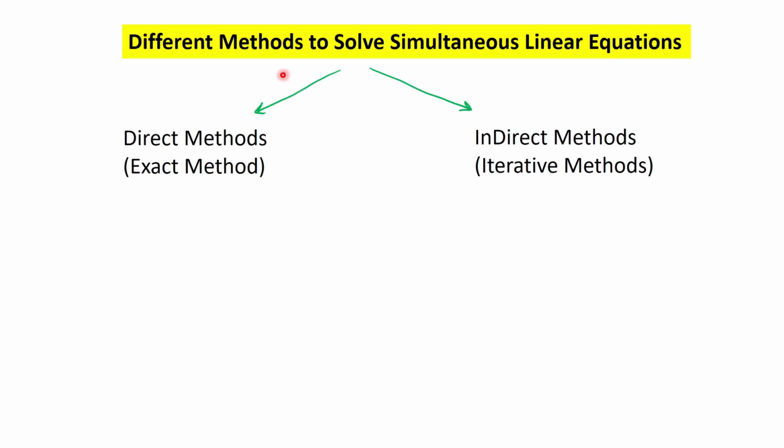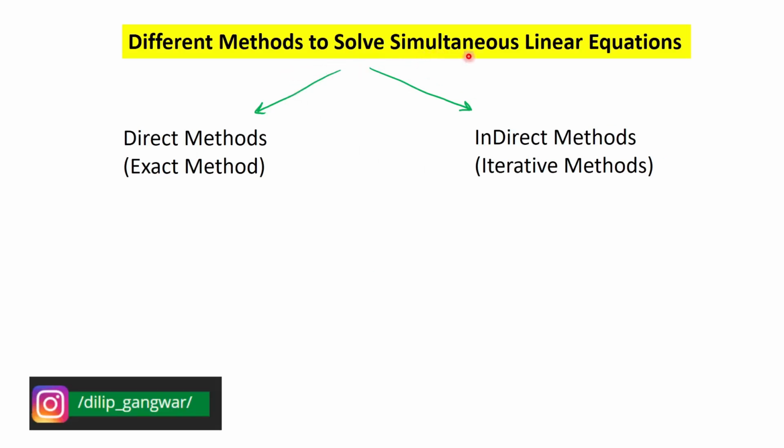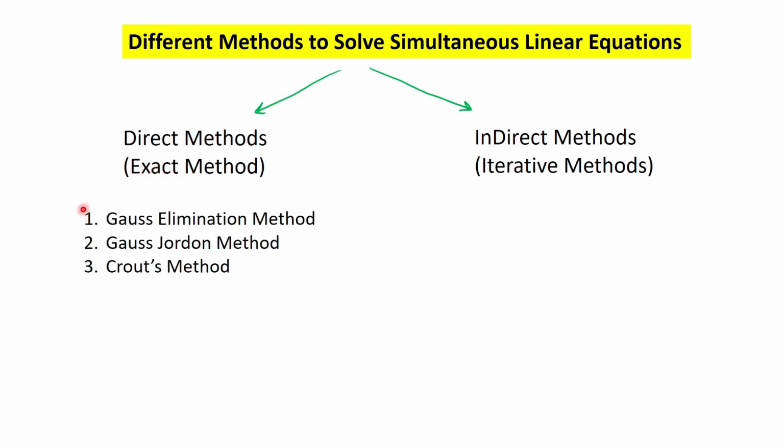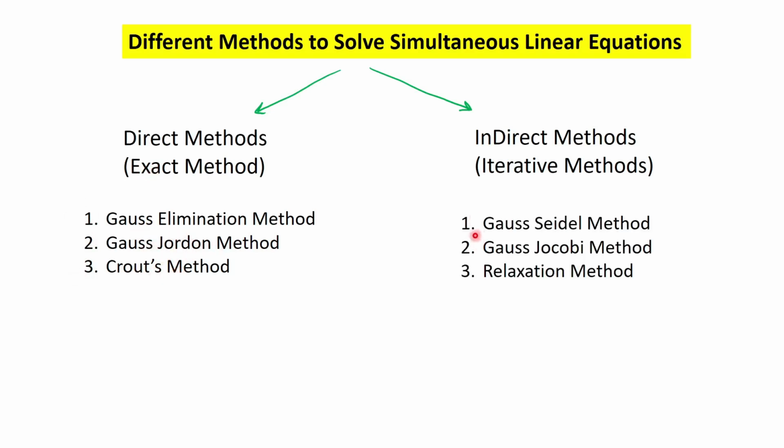There are different methods to find the solutions of simultaneous linear equations, and those are direct methods and indirect methods. Direct methods are also known as exact methods, and indirect methods are also known as iterative methods. Under direct methods, we have the Gauss elimination method, Gauss-Jordan method, and Crout's method. Under indirect methods, we have the Gauss-Seidel, Gauss-Jacobi, and relaxation methods. In this video, we are going to understand the Gauss elimination method.